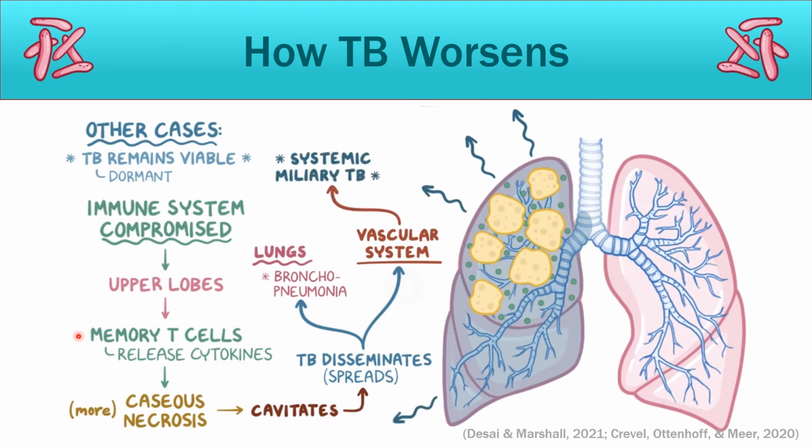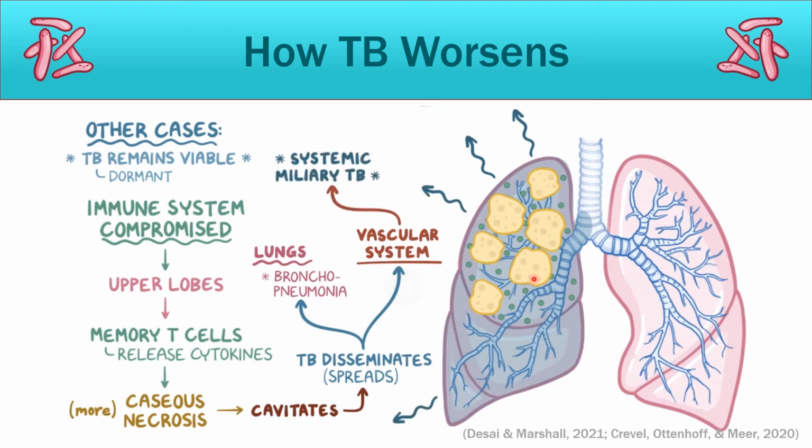If, and when I should say, it recognizes these bacteria, it releases what are called cytokines. These cytokines try to control the new outbreak. And this can actually form many new places of what's called caseous necrosis. That's those yellow splotches that, as we've seen, kind of looked like cheese in the previous slides. Except this time, what happens is that this caseous necrosis actually cavitates.